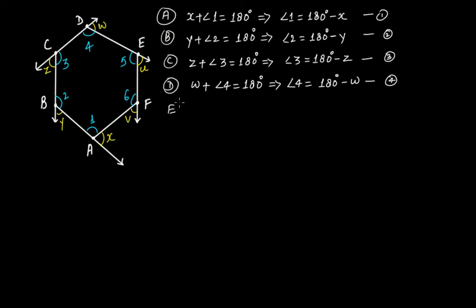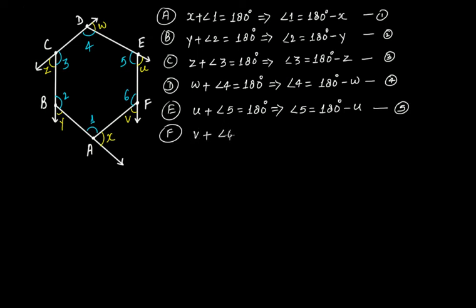4. From vertex E you get U plus angle 5 is equal to 180 degrees, so angle 5 is equal to 180 degrees minus U. And from vertex F you get V plus angle 6 equal to 180 degrees, and this gives you angle 6 as 180 degrees minus V. This is the sixth equation.